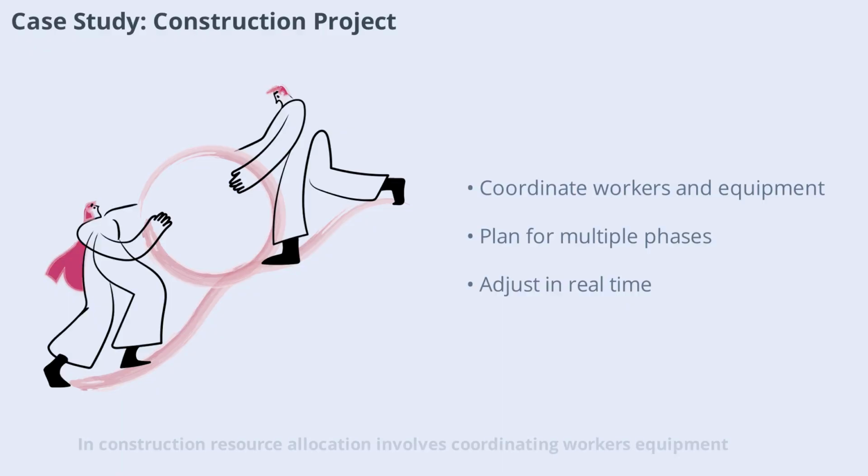In construction, resource allocation involves coordinating workers, equipment, and materials across multiple phases. Delays in one area can impact the entire project, so careful planning and real-time adjustments are essential. Effective allocation keeps the project on schedule and within budget.